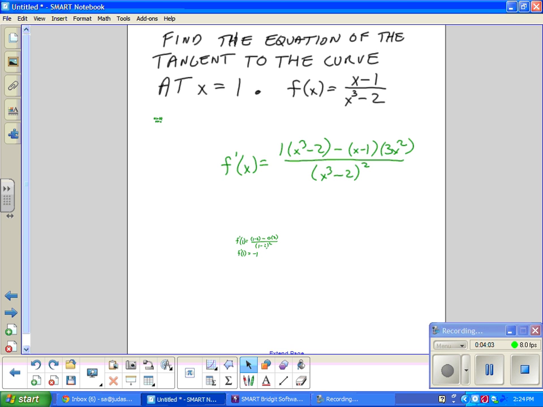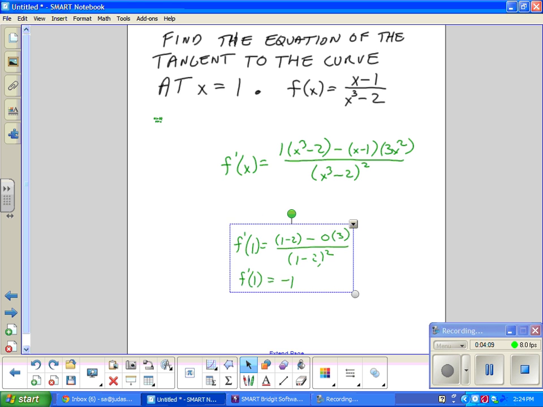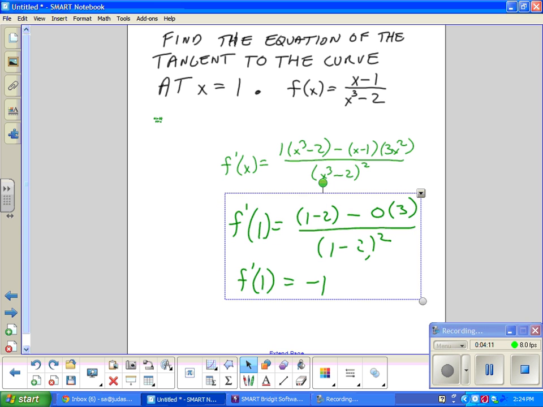I will not simplify since I'm looking for the tangent line. And I only need to have the x value. So I will plug in x is 1. And when I plug in x is 1, I get 1 minus 2 minus 0 on top, all over 1 minus 2 squared on the bottom, which is negative 1. I now know the slope of the line at x equals 1. The slope of the line is negative 1. That's the slope of the tangent line.